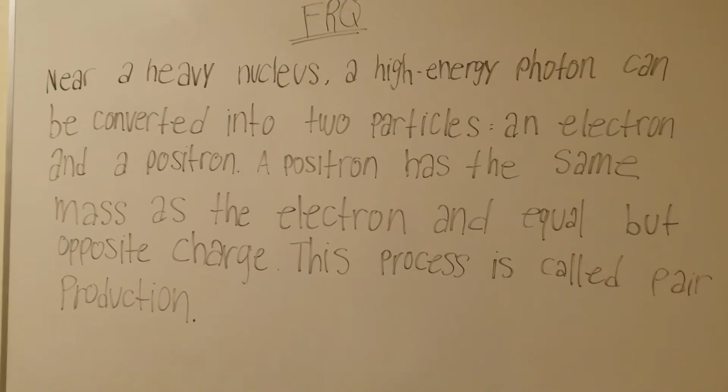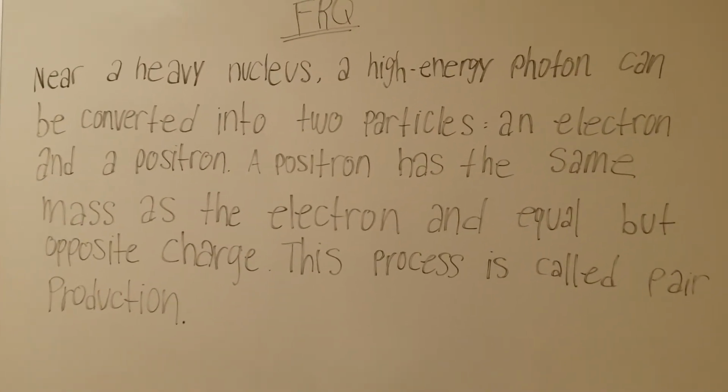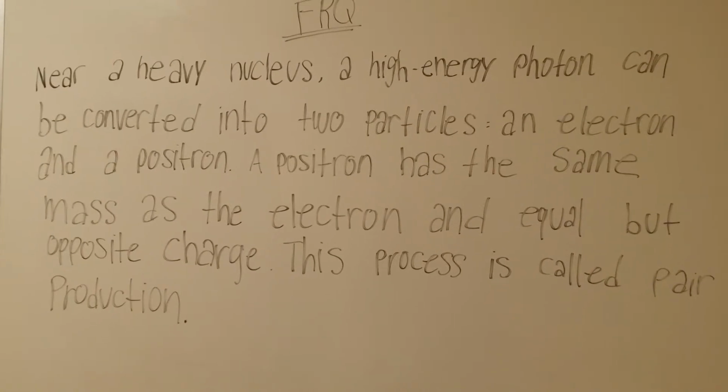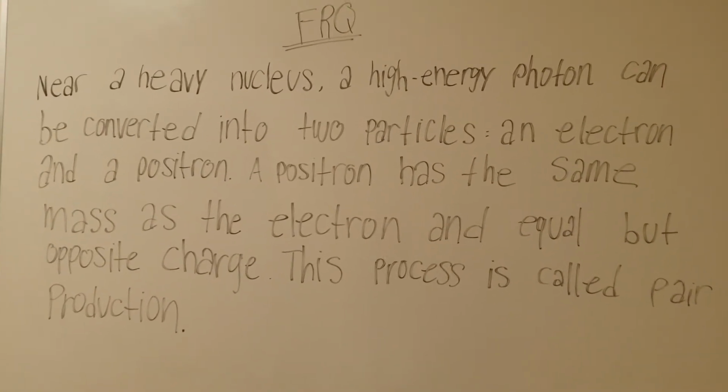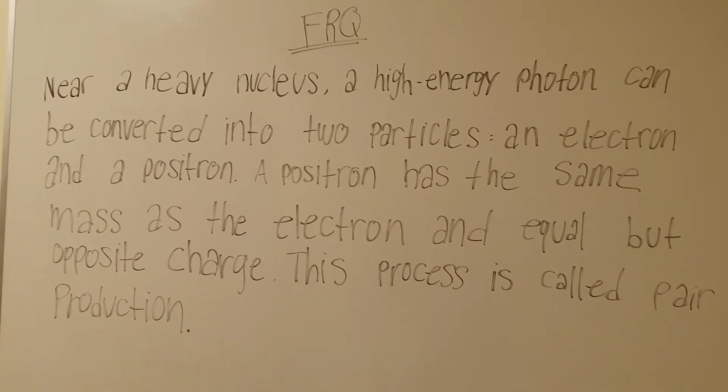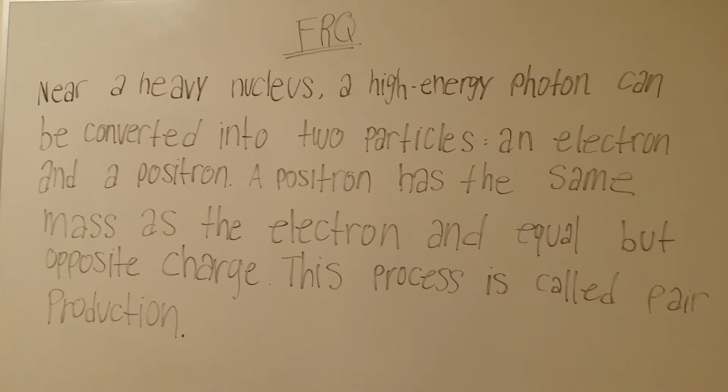In a heavy nucleus, a high-energy photon can be converted into two particles, an electron and a positron. A positron has the same mass as the electron and equal but opposite charge. This process is called pair production.